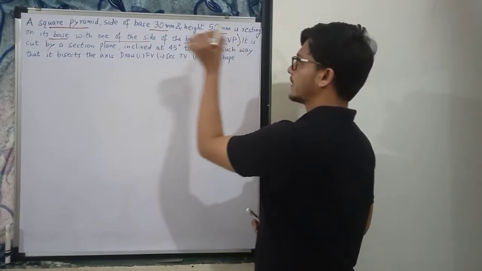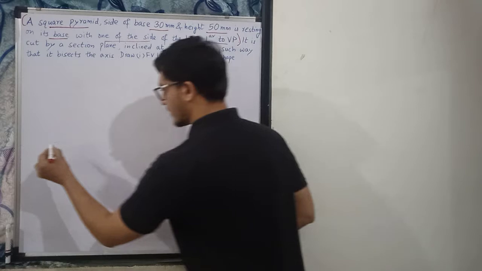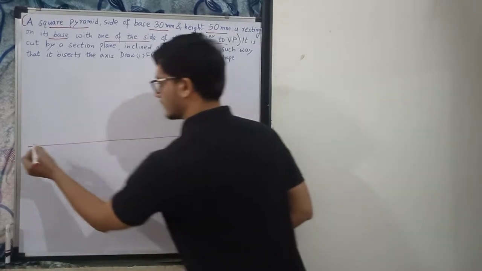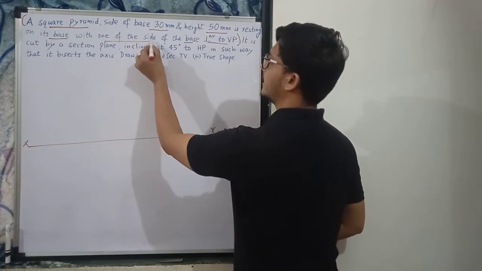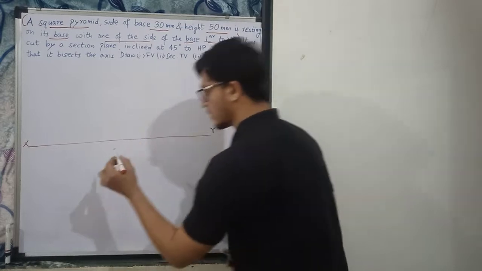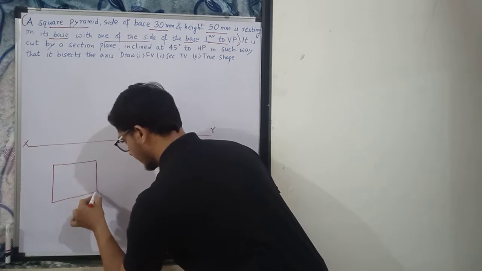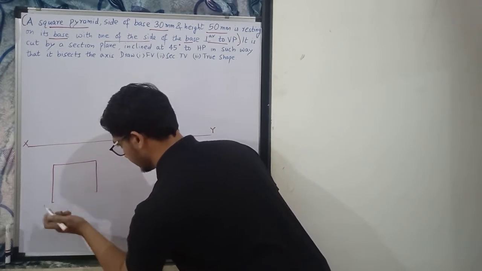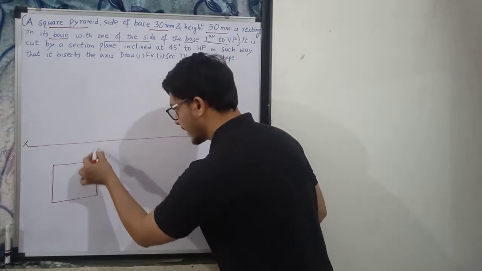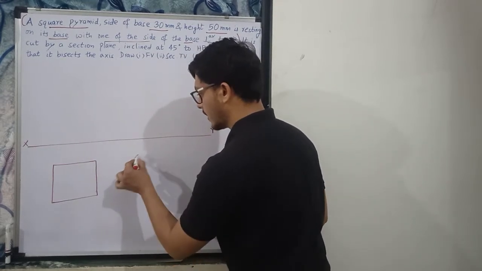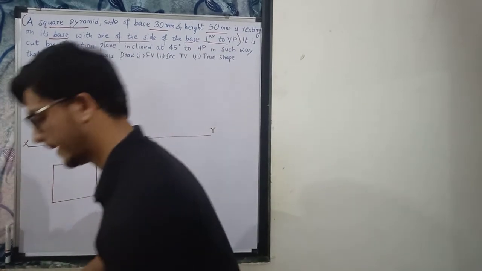So this is the first part, where we have to draw the initial condition. We will draw the xy line first. Since in the given condition it is resting on its base with a side perpendicular to VP, the side of the base is perpendicular to VP. See, this side is perpendicular, this side is also perpendicular. If we draw it like this, none of the sides will be perpendicular to VP. That's why we have to draw it like this.